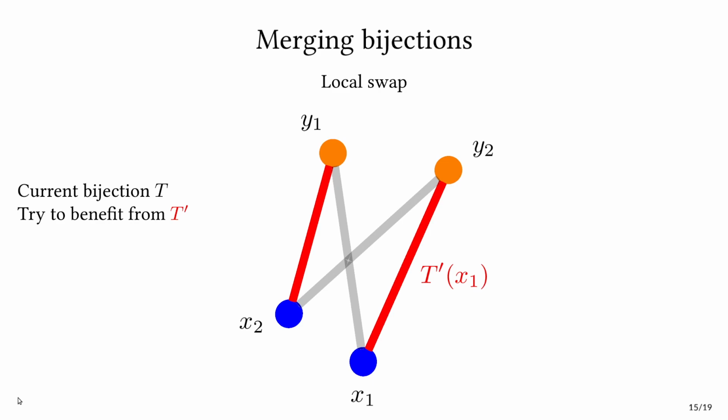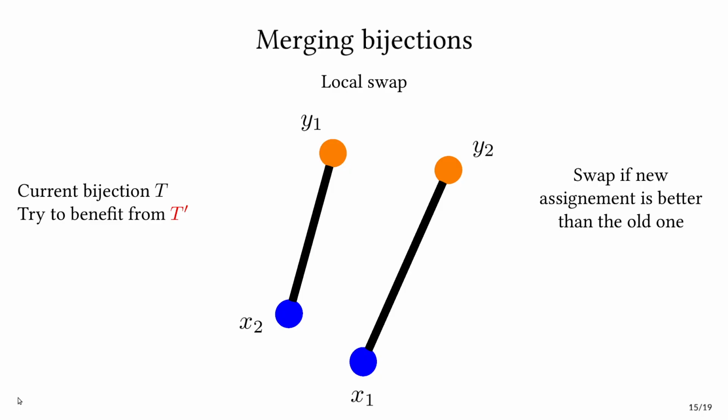Okay, but so this gives me a new local configuration. So x1 to y2 and x2 to y1. And I can simply check, is this new configuration better than the old one? And if it's the case, I can simply keep this assignment. Okay, and then I simply do that for all the points in X. And so that already works quite well, but it is very local.